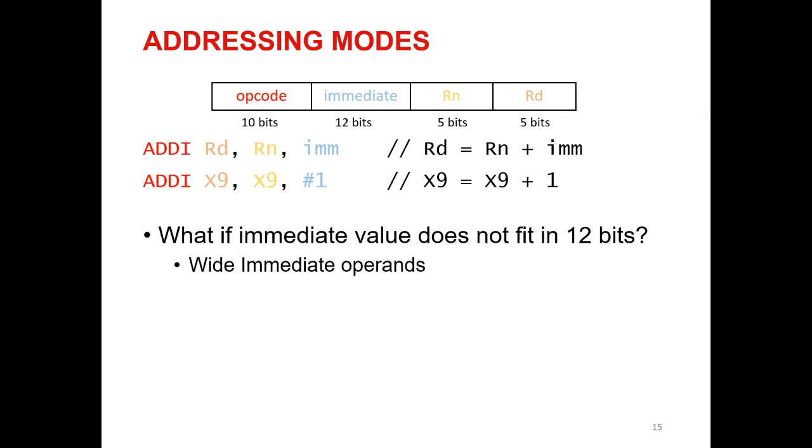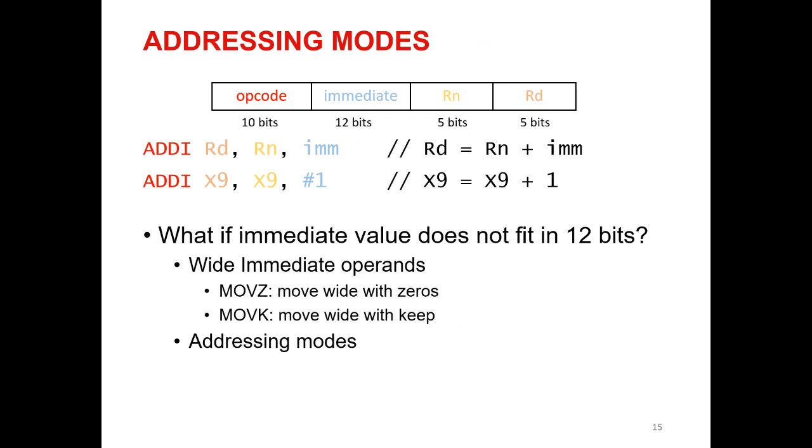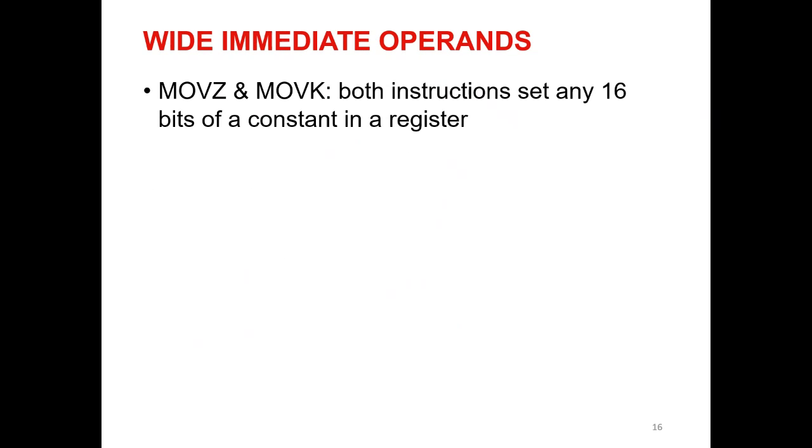For this, we have two options. The first option is using something that we call wide immediate operands. We are going to see now a couple of instructions that help us in doing this, which are MOVZ and MOVK. And the other option is using addressing modes. So let's see the first option, wide immediate operands.